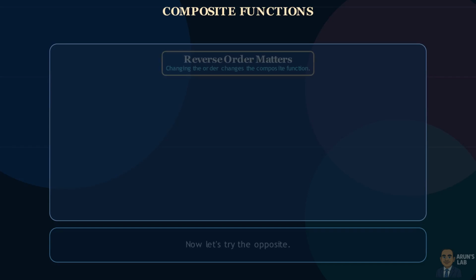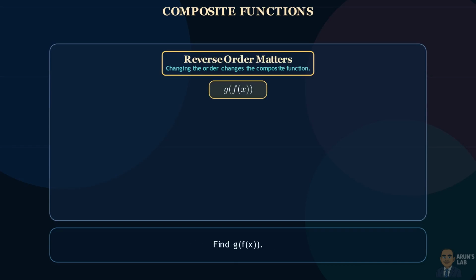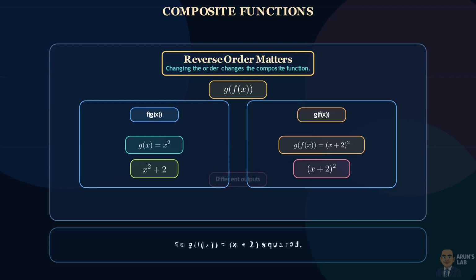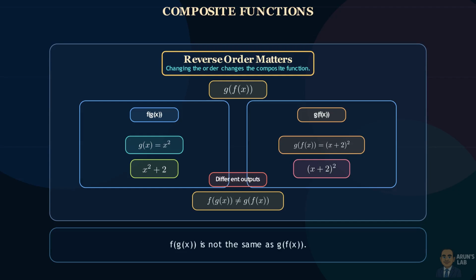Now let's try the opposite. Find g of f of x. Step 1, f of x is equal to x plus 2. Step 2, apply f of x in g of x. So g of x is x square. So in the x, we replace x plus 2. So g of f of x is equal to x plus 2 the whole square. So we get a different result.